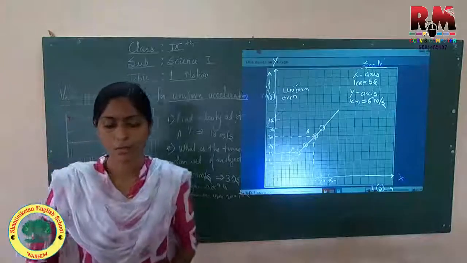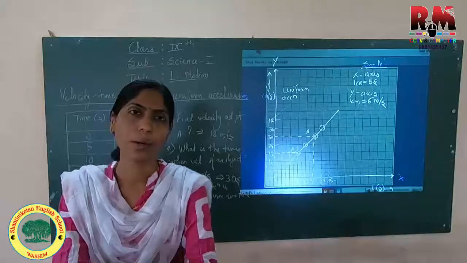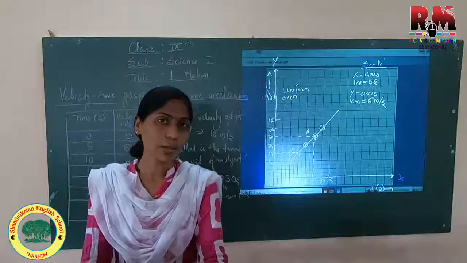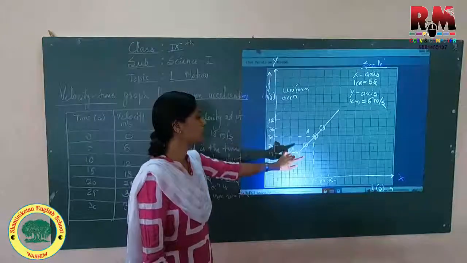Okay, children. For today this much is sufficient. Tomorrow we are going to see a very important part, that is how to find average velocity, and how to find distance from a given velocity and time graph.